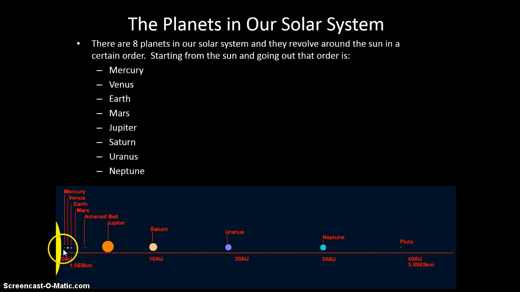And you'll also notice the size. So here's the Sun. These are considered the inner planets. Then you have this thing here called the asteroid belt. And then you have the outer planets.